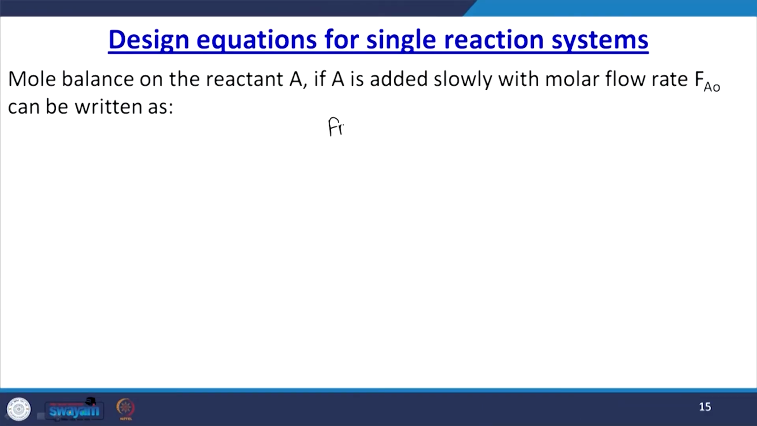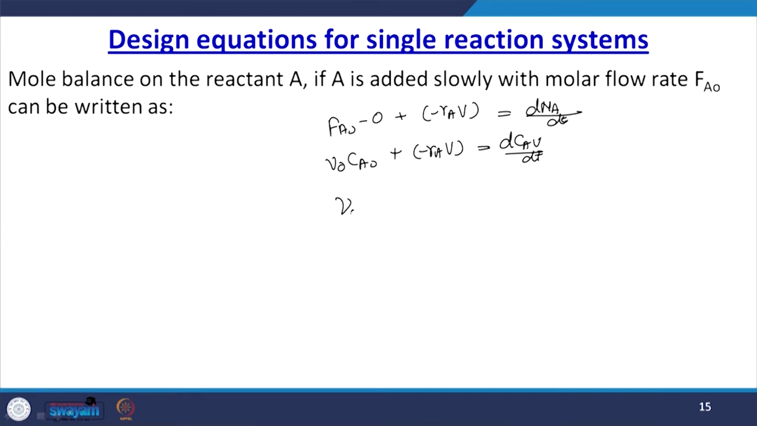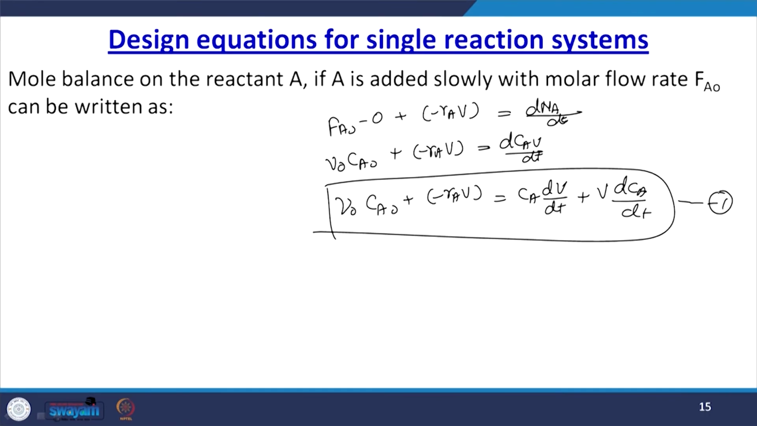Now, if we try to write the mole balance based on the reactant A which was added slowly with the molar flow rate of FA naught, this can be written as FA naught minus 0 plus rA V is equal to dNA on dt. So, with respect to the concentration, we can write like this. If we differentiate the above equation and rearrange the things, we may have this final equation, CA V dV dt plus this one dCA dt. So, let us put this equation as equation number 1.